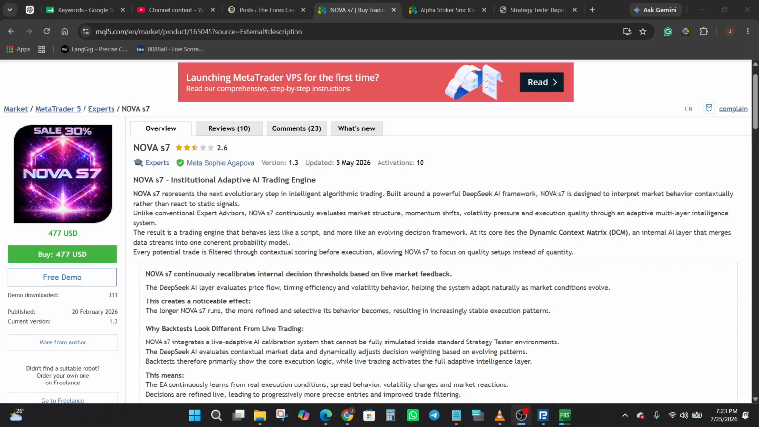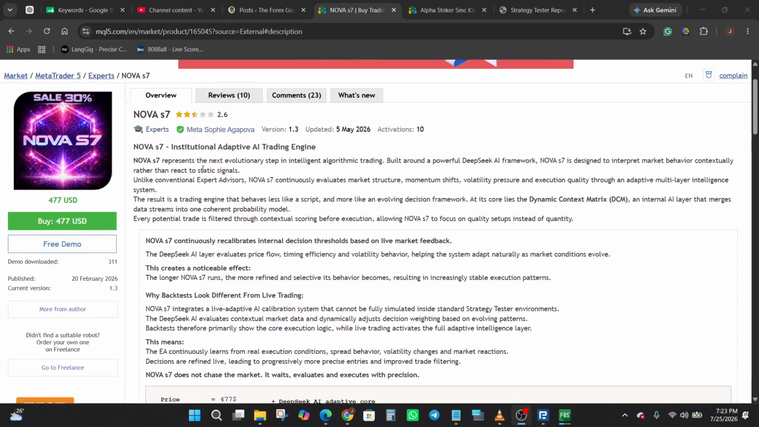All right. Now, with respect to the platform confirmation, this Nova S7 EA is built for MetaTrader 5. Let us walk through the marketplace page from the top. It is developed by Meta Sophie Agapova, currently at version 1.3, and it was last updated on the 5th of May 2026, and it has 10 activations available.